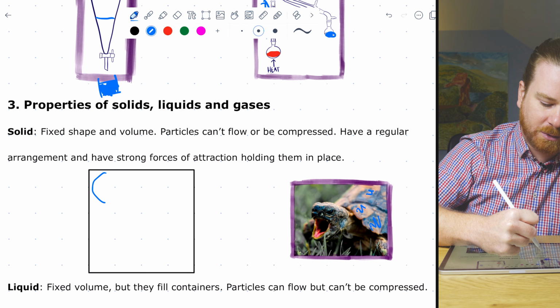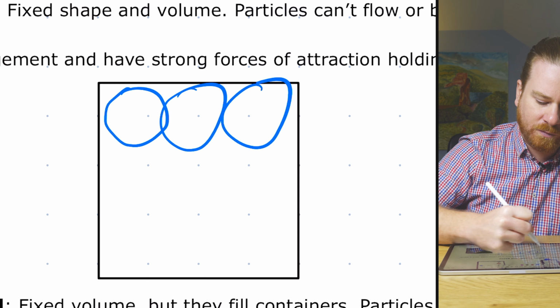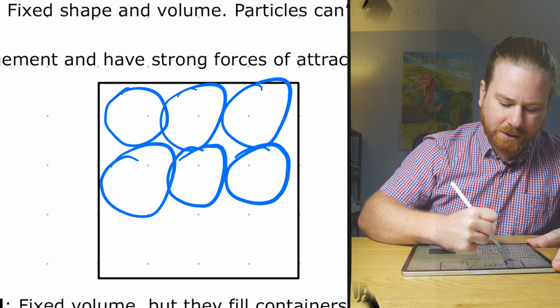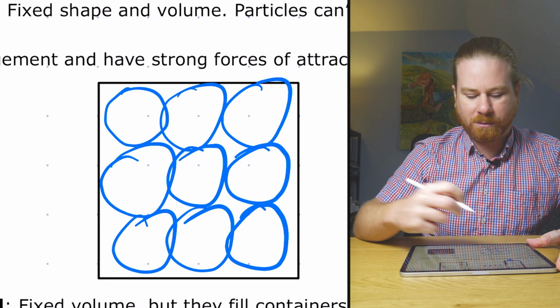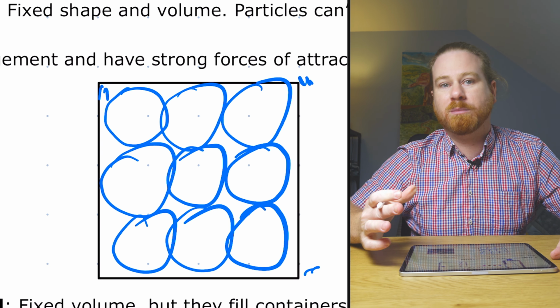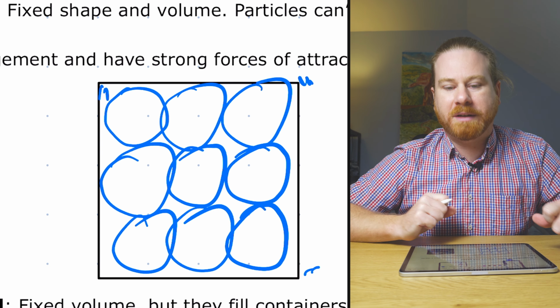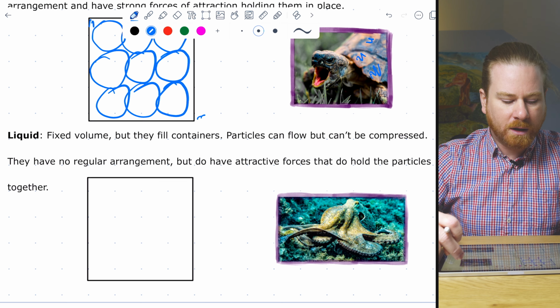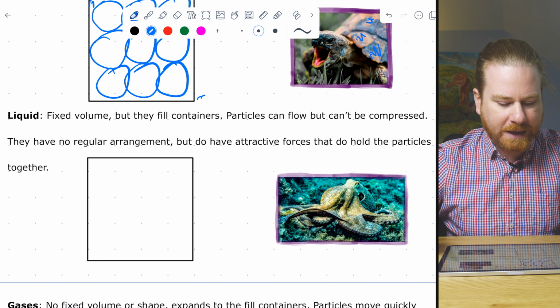I'm sure you can remember doing these diagrams back at school, where you very quickly draw some circles. So we've got the regular arrangement of particles, and then we can add some little lines to show that they are vibrating, but vibrating in a fixed position. Right, so moving on to a liquid.